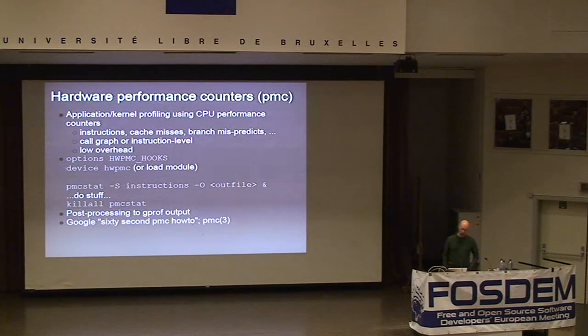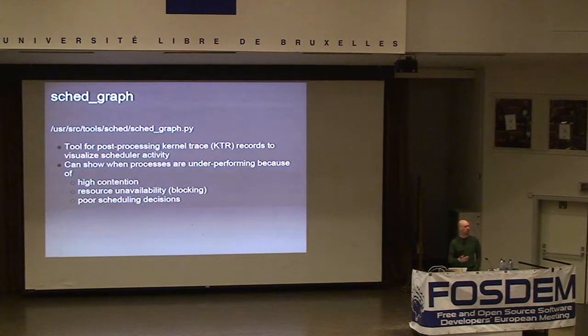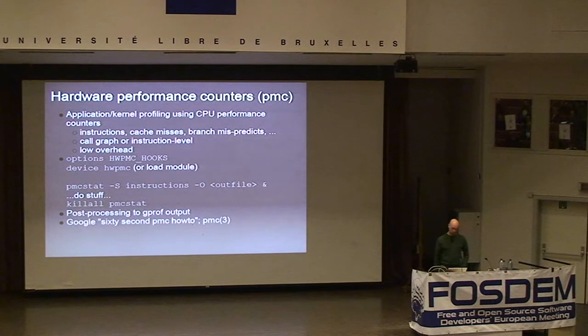So this is a great way of profiling what either your user application is doing or also what the kernel is doing. It has a very low overhead when it's running because it's actually using the hardware. It's using things built into the hardware rather than having to emulate things or do profiling in software. So this is a really useful tool. And it post-processes to gprof. So if you're familiar with gprof, it accepts the PMC stat output. So again, there's a short how-to about how to use this in FreeBSD.